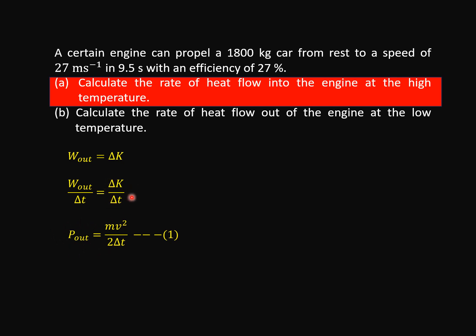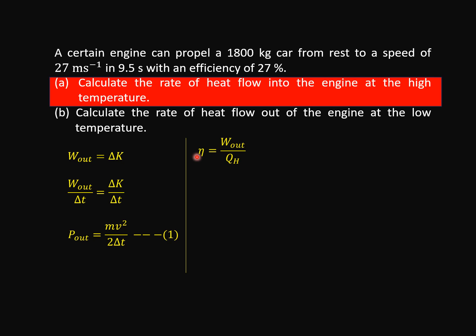And at the right hand side, delta K is half mv squared, which is the final kinetic energy of the car. Delta K is the final kinetic energy minus initial kinetic energy, but the initial kinetic energy is equal to 0. That's why delta K will be equal to the final kinetic energy of the car, which is half mv squared. So v is the final speed of the car, m is the mass of the car, divided by the delta T. So this one, we call it equation number 1.